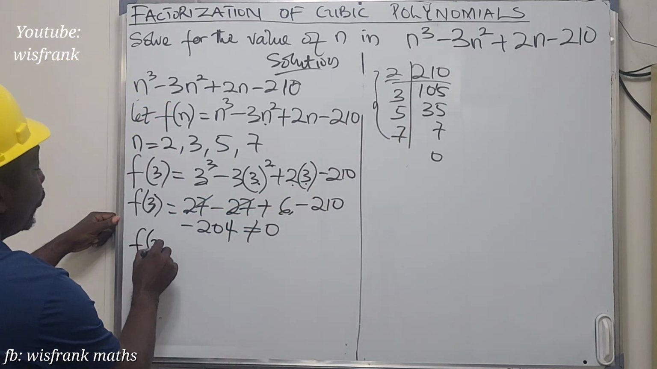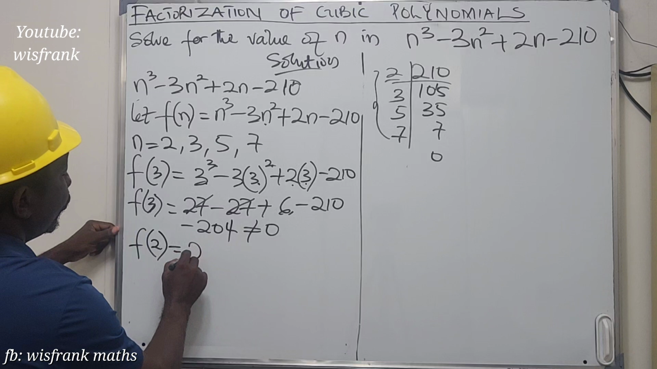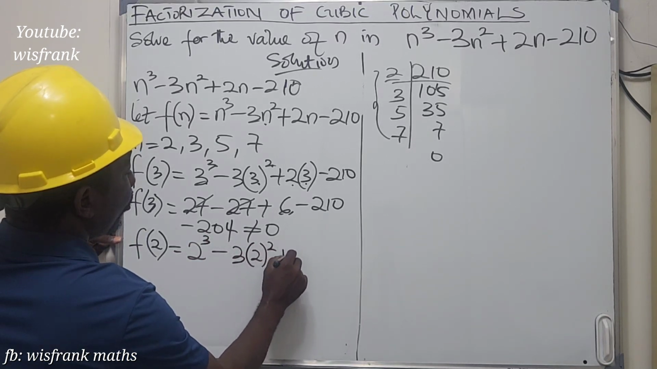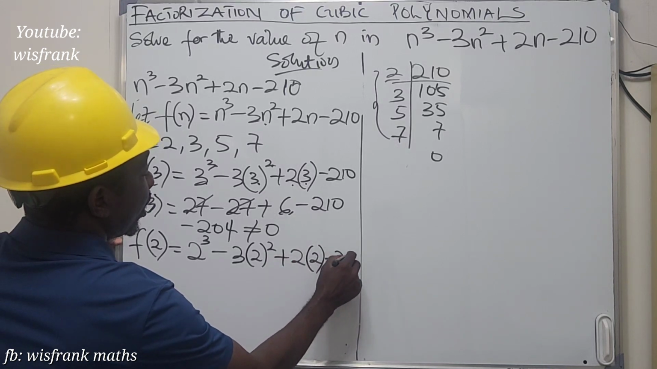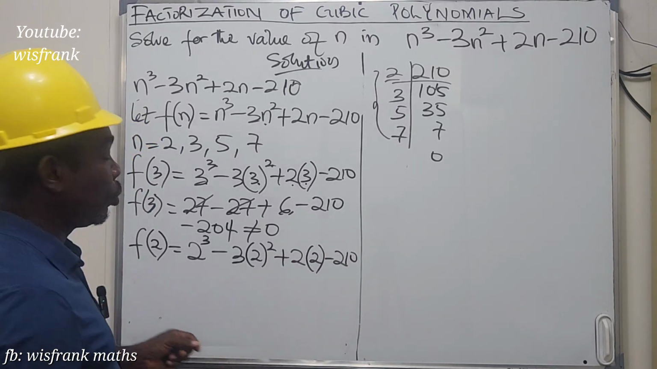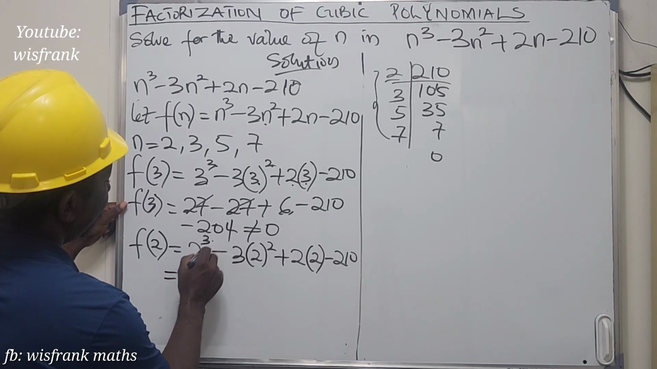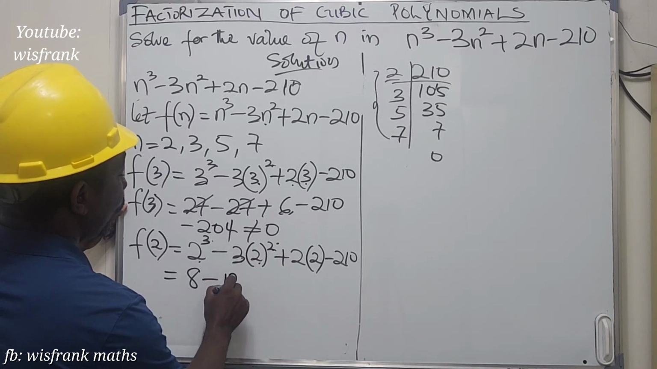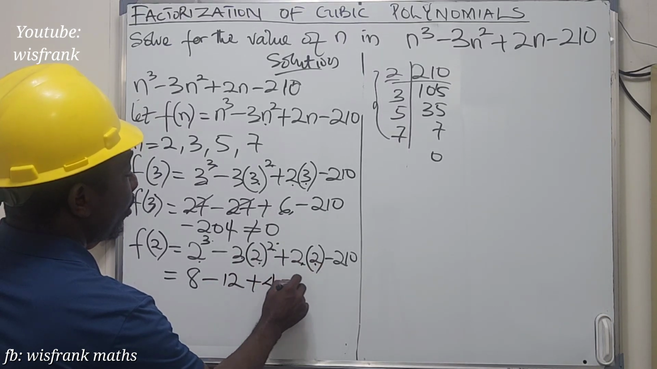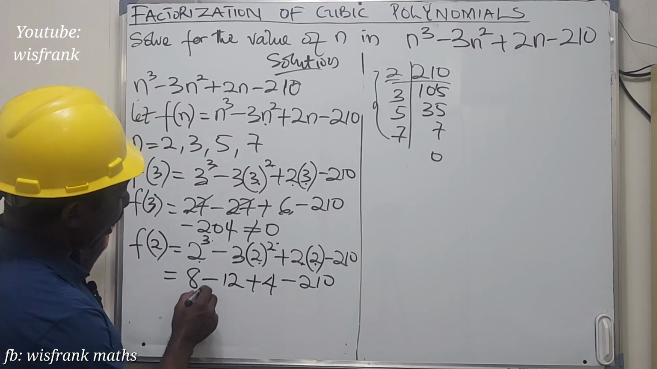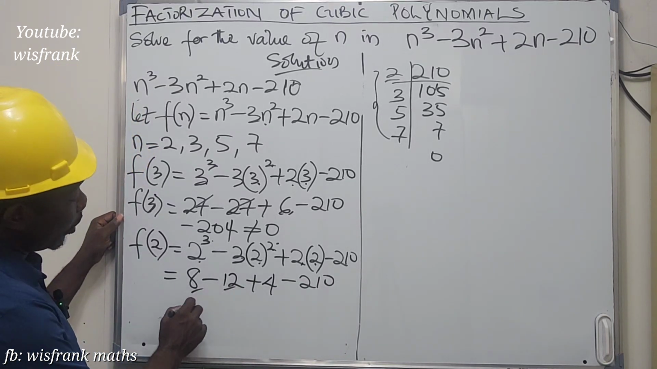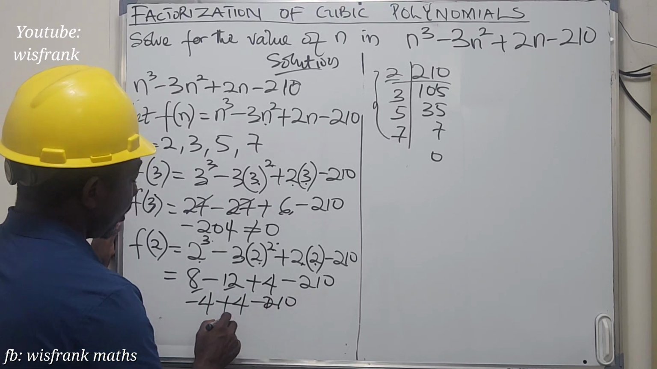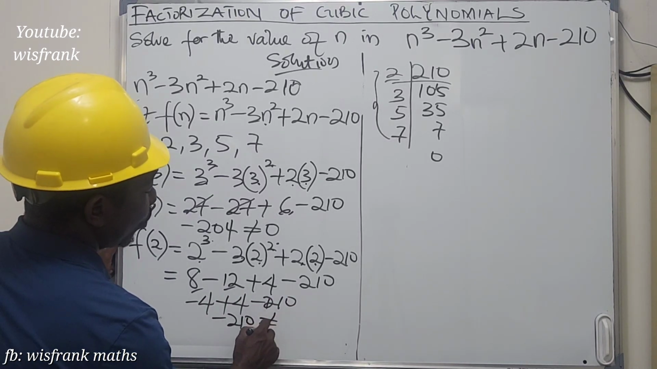So f of 2 is equal to 2 to the power of 3 minus 3 into 2 to the power of 2 plus 2 into 2 minus 210. Let's try when n equals 2. In this case, 2 to the power of 3 is 8. Then 2 to the power of 2 is 4, and 4 times 3 is 12. Then plus 2 times 2 is 4, minus 210. So 8 minus 12 will give us minus 4. Minus 4 plus 4 minus 210 will give us minus 210, which is not equal to 0.